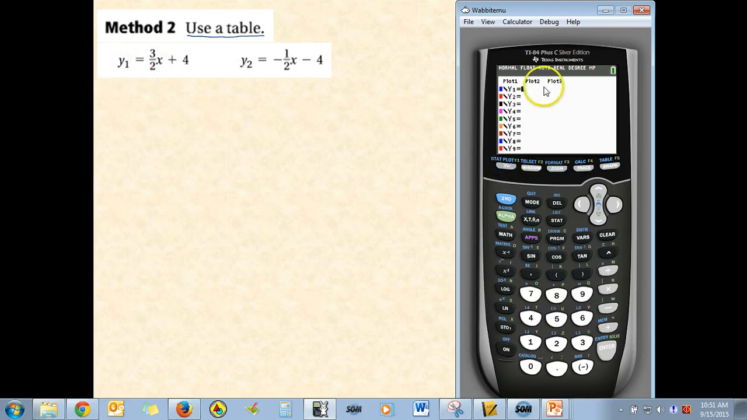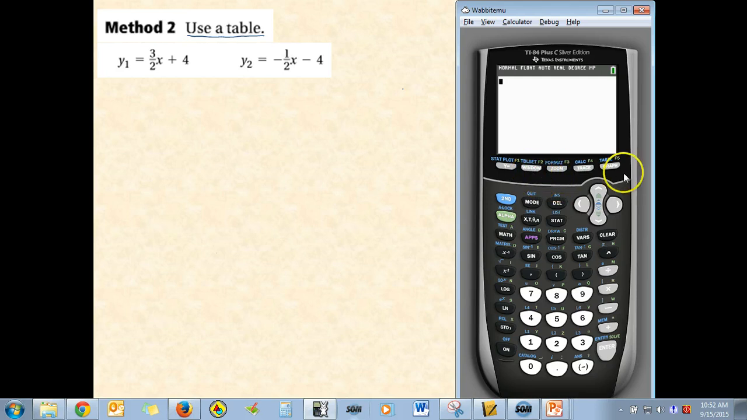And so y1 is going to be 3 over 2 times x plus 4. And then y2 is negative 1 over 2 times x minus 4. Make sure you're using the negative button, not the minus button. So I've entered both of our equations into my calculator here.